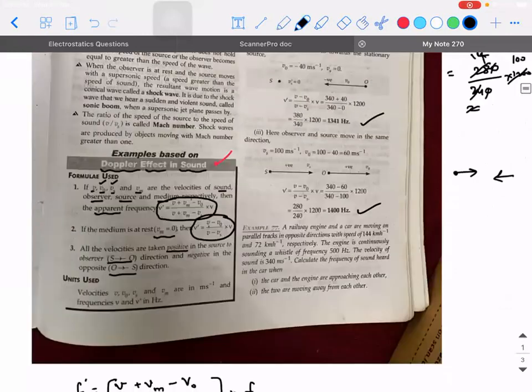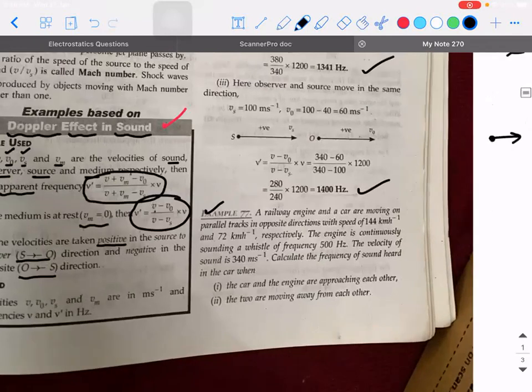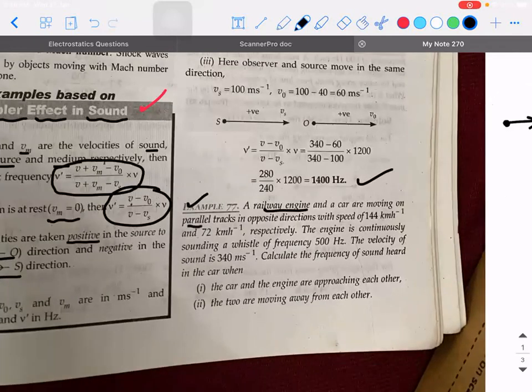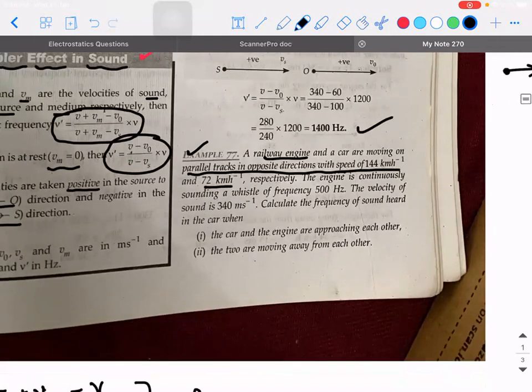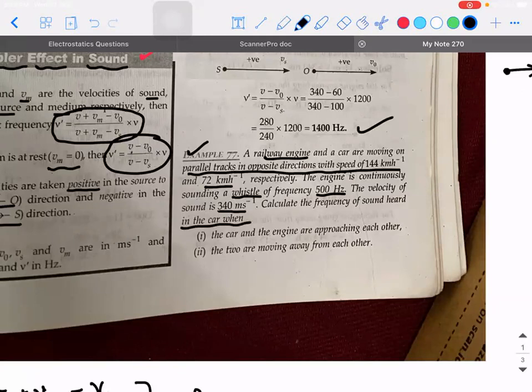Now try this question. We'll do one last problem, then we'll go to electrostatics. A railway engine and a car are moving on parallel tracks in opposite directions with a speed of 144 km per hour and 72 km per hour respectively. The engine is continuously sounding a whistle of frequency 500 hertz. The velocity of the sound is 340 meters per second. Calculate the frequency of the sound heard in the car when the car and the engine are approaching each other, and when the two are moving away from each other. Try this.